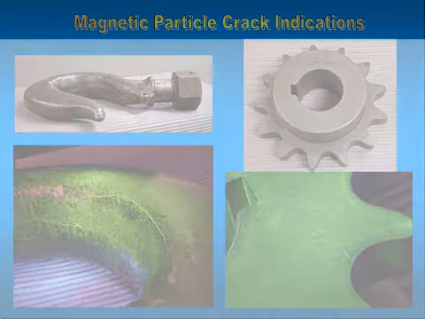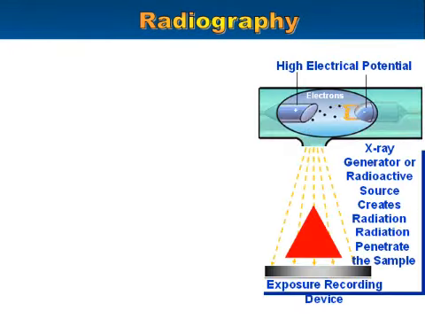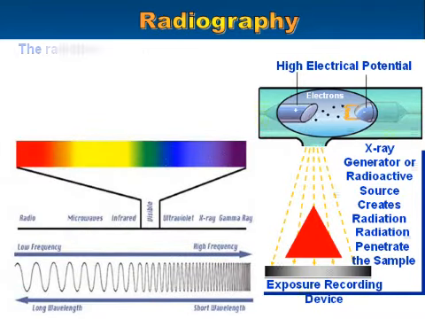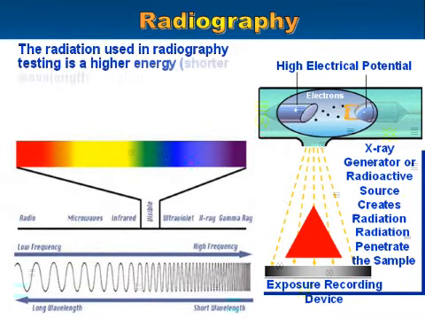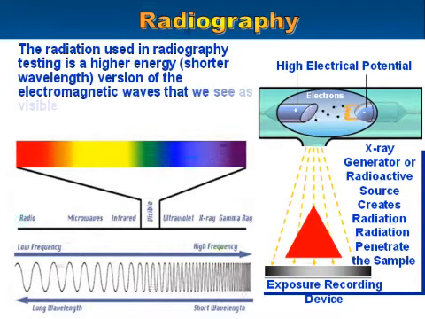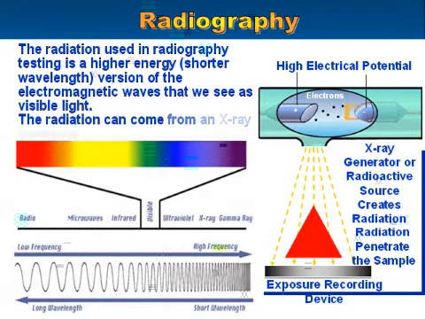The radiation used in radiography testing is a higher energy, shorter wavelength version of the electromagnetic waves that we see as visible light. Note that radiation can come from an X-ray generator or a radioactive source.